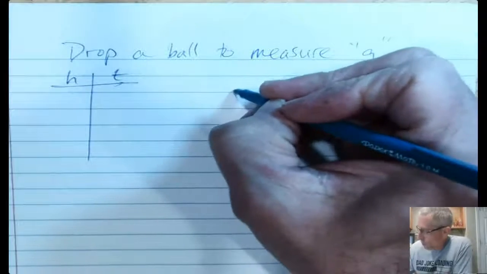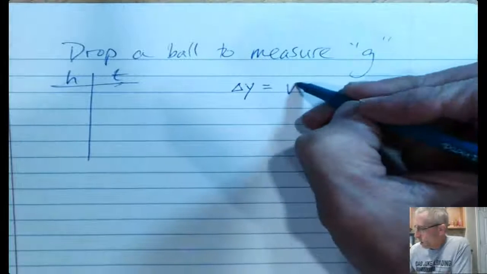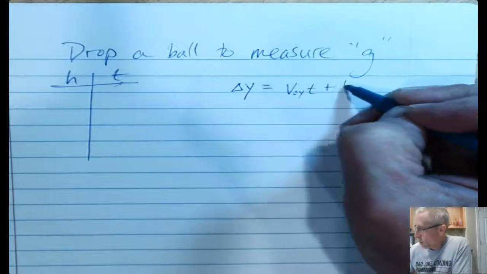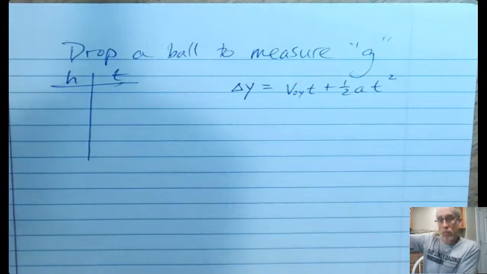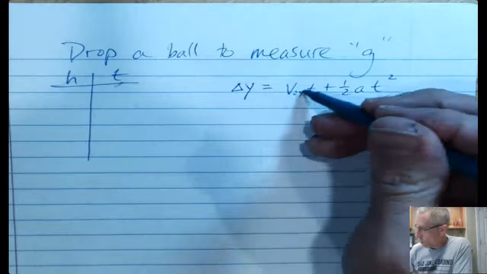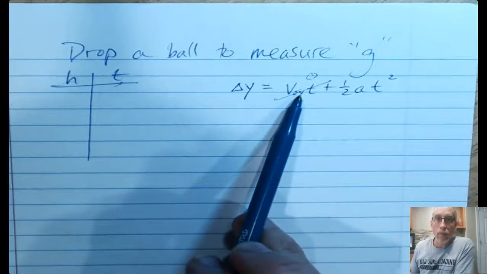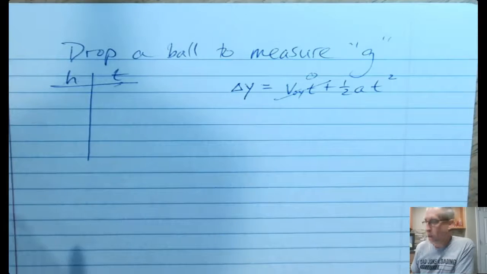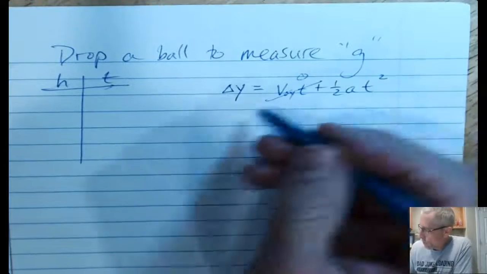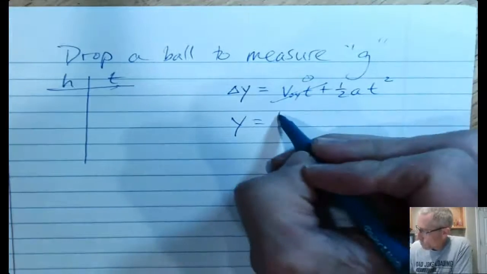I'm going to write it in a slightly different form. The change in y, because we're talking about vertical motion here, is v naught y t plus 1/2 a t squared. Okay. Now, if we start the ball from rest and we just drop it, then this initial velocity term goes away. Okay. If you can't do that, then the other system of writing the equation is not going to work. Okay, because a delta y will not be the same as a y, and so that's again sort of a limitation. So I'm going to get rid of the delta now.